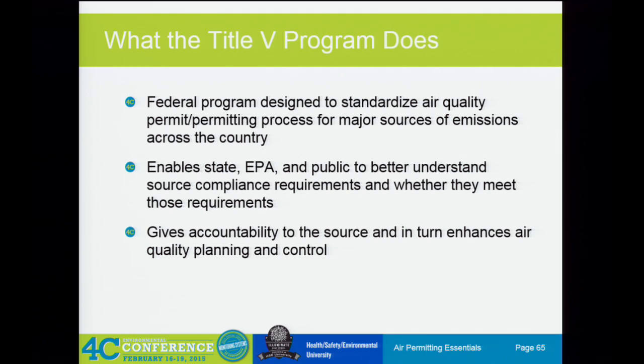It enables the state, EPA, and the public to better understand source compliance requirements and whether they meet those requirements. And it gives accountability to the source and in turn enhances air quality planning and control. So by listing out all the federal requirements, state requirements in your Title V operating permit, anybody in the general public can look up your Title V permit and see, oh, they're required to have an IFR on their specific tanks.